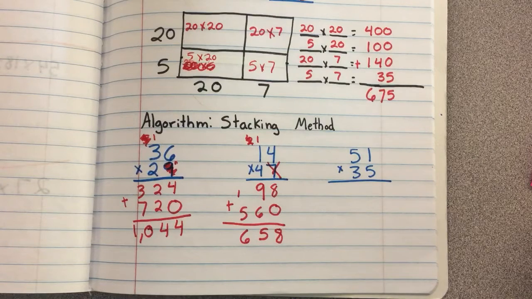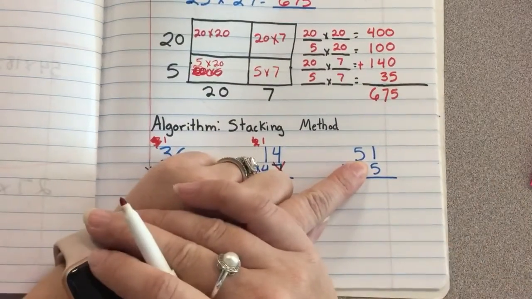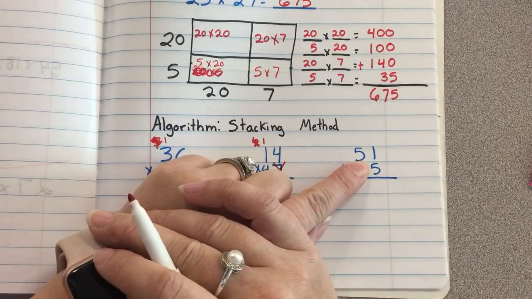51 times 35. Give me a thumbs up when you have the answer. Thumbs up. Okay. 10 more seconds. Thumbs up. Okay. Somebody talk me through the first steps.